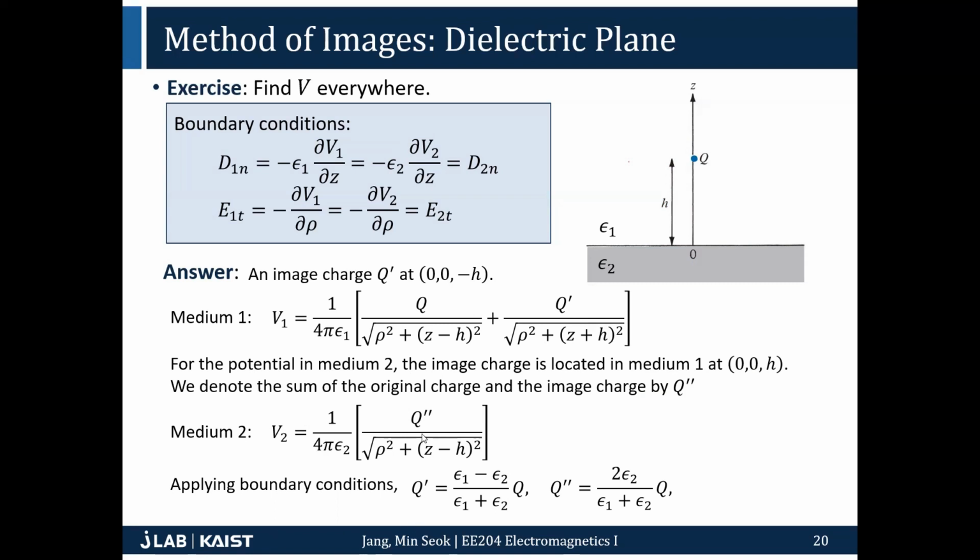And then we have two boundary conditions. The surface tangential E field must be continuous. The surface normal D field must be continuous. And then how can we obtain the D and E fields? Well, of course, we can take a gradient. The negative gradient of V gives you the electric field. And once you get the electric field, you can apply the boundary conditions. And then once you apply the boundary conditions, you know how much the imaginary charge amount is.